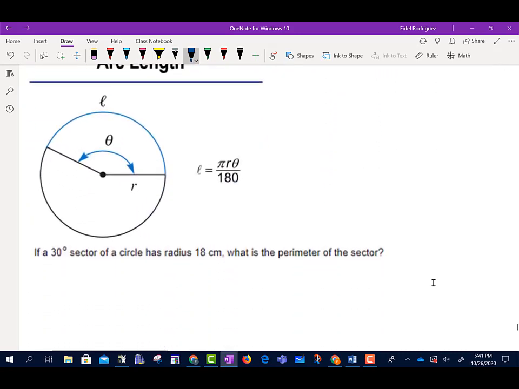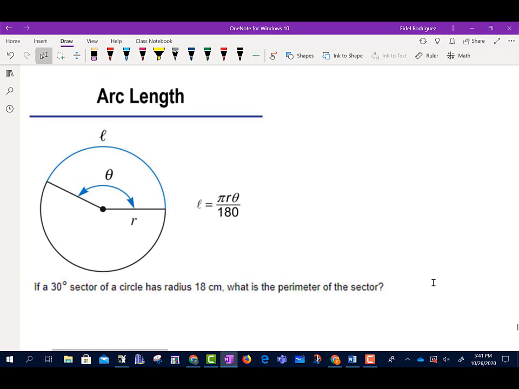All right. So arc length. We talked a little bit about arc length in 13.1, but I just wanted to give you all the formula again. And it's right here. And it says, if a 30-degree sector of a circle has a radius of 18 centimeters, what is the perimeter of the sector? So remember what they're asking me to find here. They're asking me to find this entire distance. Okay? So let's first find the length.